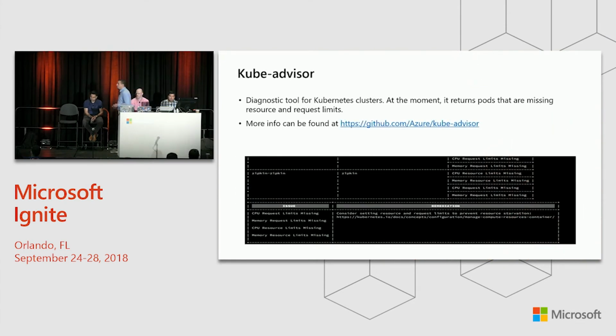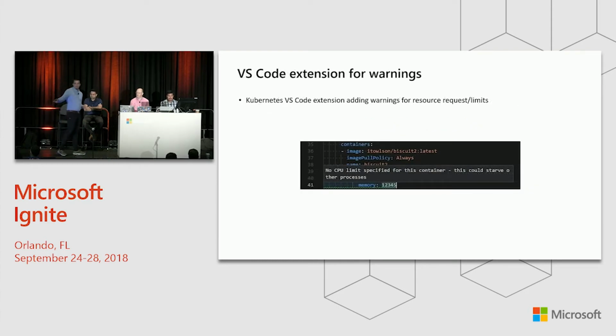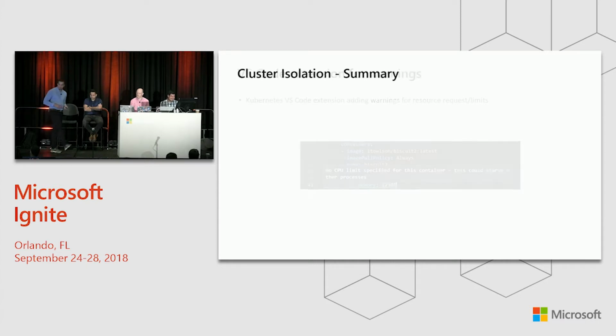So two quick things. There is a tool called Kube Advisor. It's an open source tool that we developed. One of our engineers did. You can run it. It's going to scan your cluster, and it's going to report back any pod that doesn't have resource limits applied to it already, right? We spoke about the VS Code extension for Kubernetes. And with this one, you can get warnings that you're not applying resource quotas.